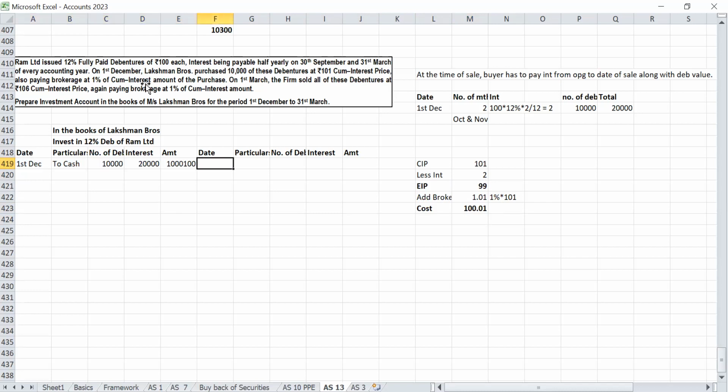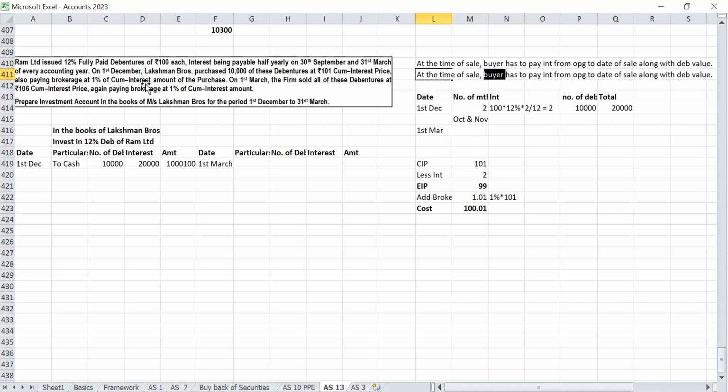Then at the transaction on 1st March, the firm sold all of the debentures at 106 cum interest, again paying brokerage at 1% of the cum interest amount. Now at the time of sale, the buyer, the other party, will pay interest to Lakshman Brothers.